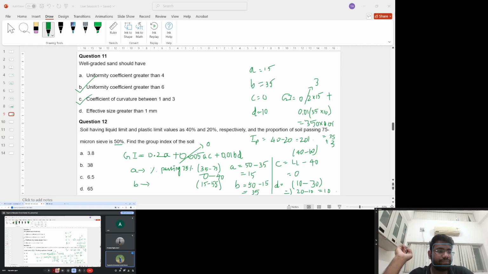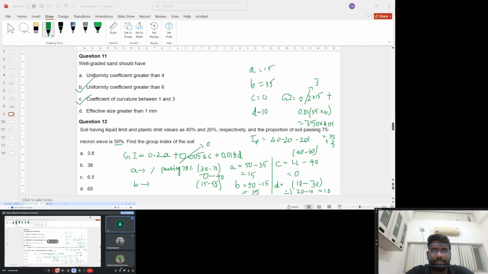Any idea what the flaw is? Please, if you are aware, you can say. C is 0, sir. From that you should get some conclusion. No, actually, the basic thing: what is the range of the group index we have? That is 0 to 20. So we are getting higher values. Ideally, we should consider it as 20. Here, the value we are getting is around 38, right?